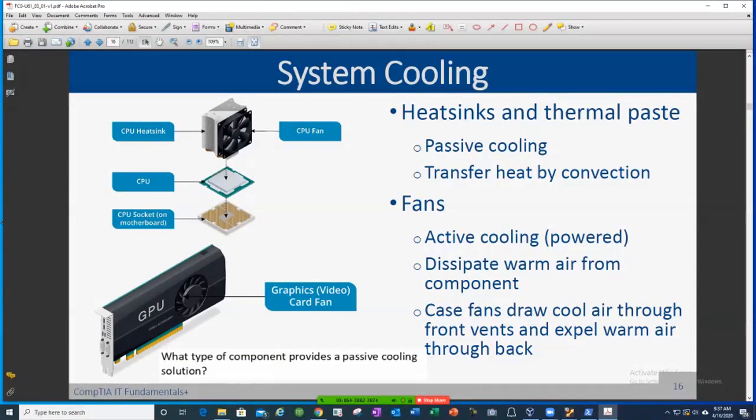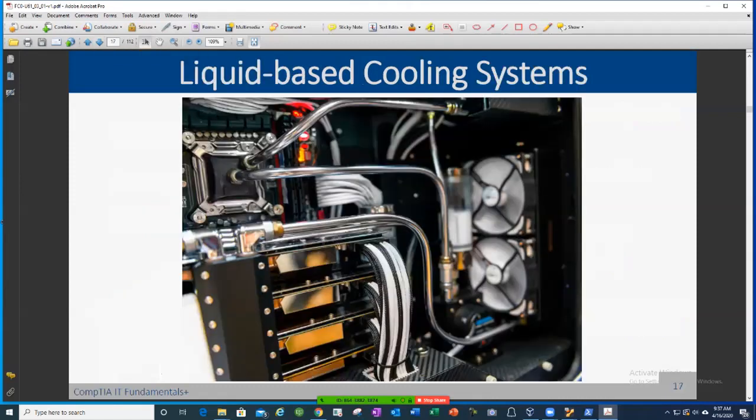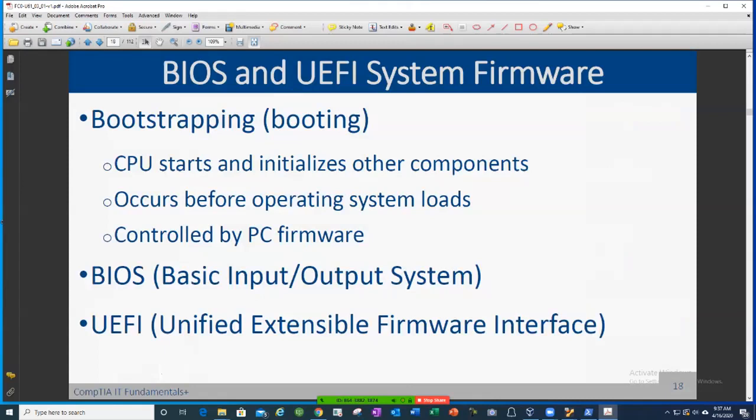All right. Another important consideration to know is that case fans draw cool air through front vents and expel warm air through the back of a computer. This is an example of a very high-end system. Especially gaming computers use liquid-based cooling systems. And again, expensive stuff.